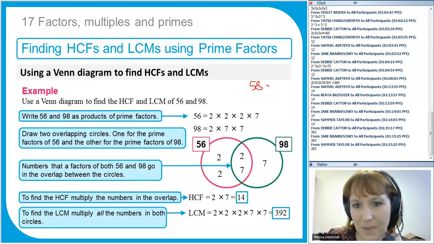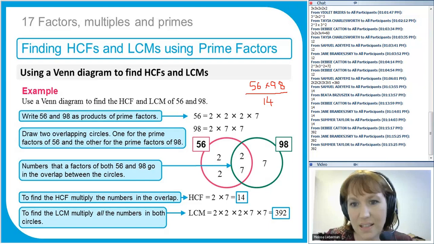56 times 98. Oh, sorry, 56 that should be, shouldn't it? Sorry about that. So 56 times 98. Multiply them together. I'll just use the division line, divided by 14. On your calculator, you can use 56 times 98, divide by 14, press equals, and it will give you 392.